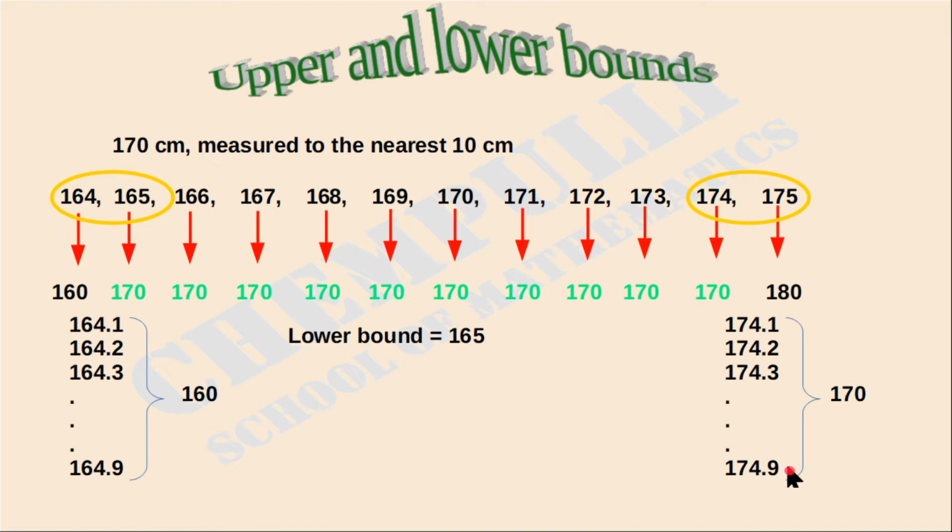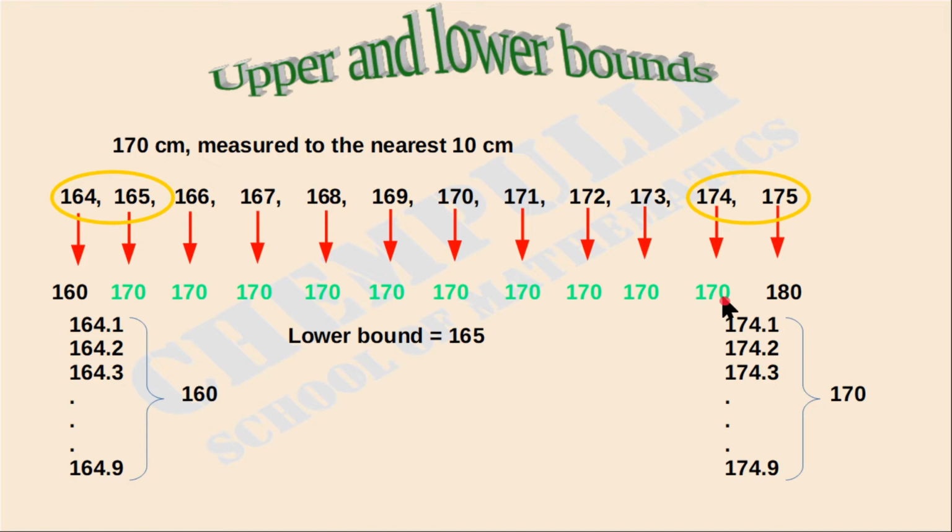These are the values in between 174.9 and 175. That means 174.91, 174.92, 174.93, and up to 174.99. Again, if we round off these values to the nearest 10, we will get the answer 170. Then again, we can find values in between 174.99 and 175. In all those cases, if we round off the value to the nearest 10, we will get the answer 170. That means in this case, we can't find the highest value that would round to 170.